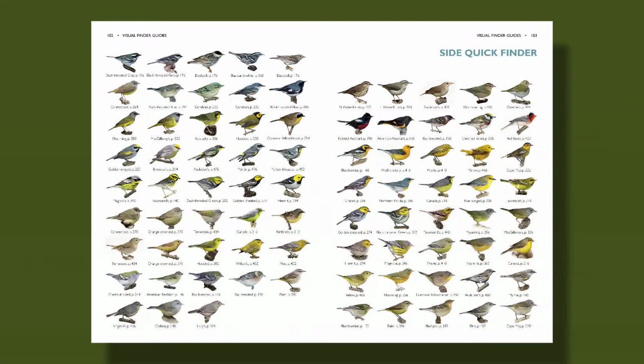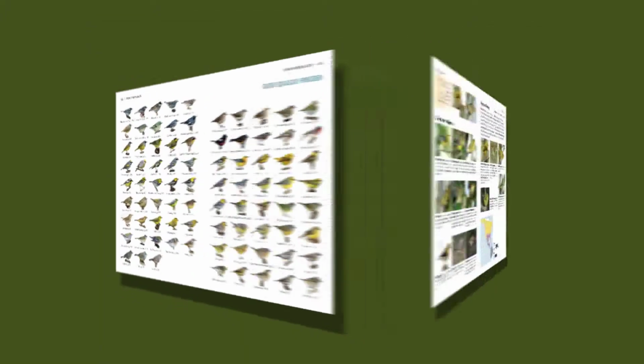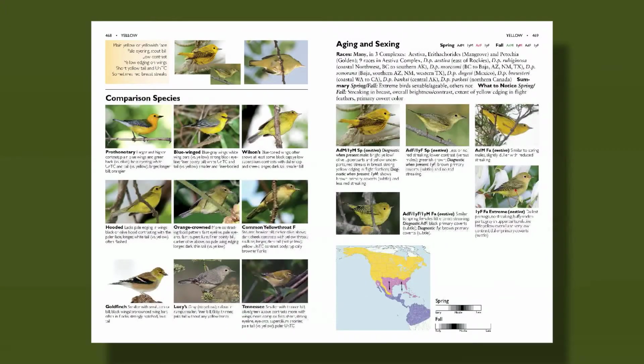Either we find the bird we're looking for in the finder itself, or we can go to that species account and use the comparison pages to further refine the ID. For example, if I think the bird I'm seeing is this bird, which is a yellow warbler, then I can go to that species account and look at the comparison pages to find that in fact the bird I saw was a similar looking species, Wilson's warbler.